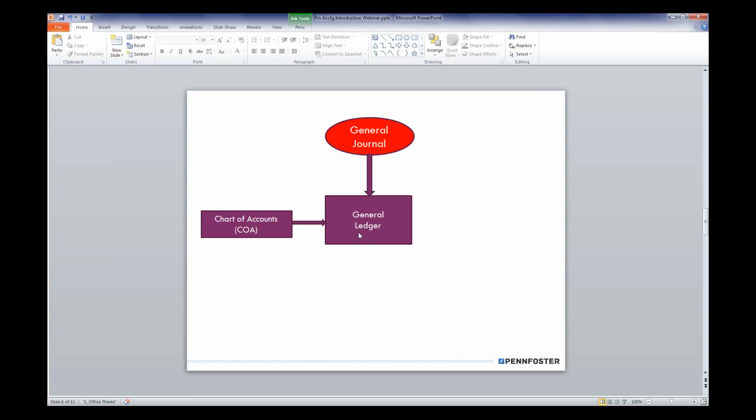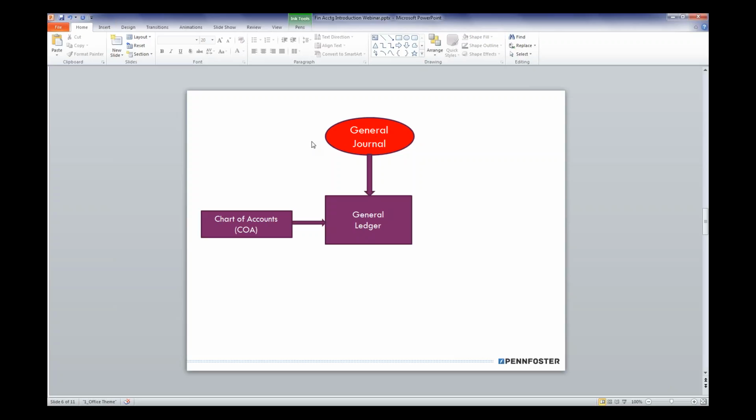However, how do we get the information into the general ledger? Well, transactions occur in a business. When you buy something, let's say you buy supplies, or you sell something, you made something and you've sold it. These are transactions that occur in the business, and we have to be able to capture that information. The way we do that is by making journal entries, and we put the journal entries in a journal, okay?